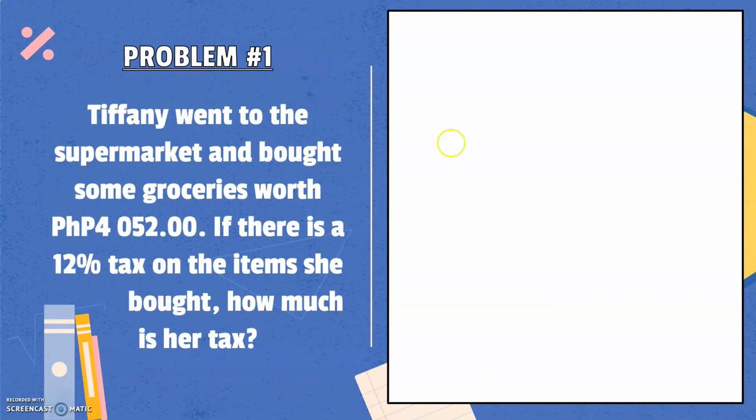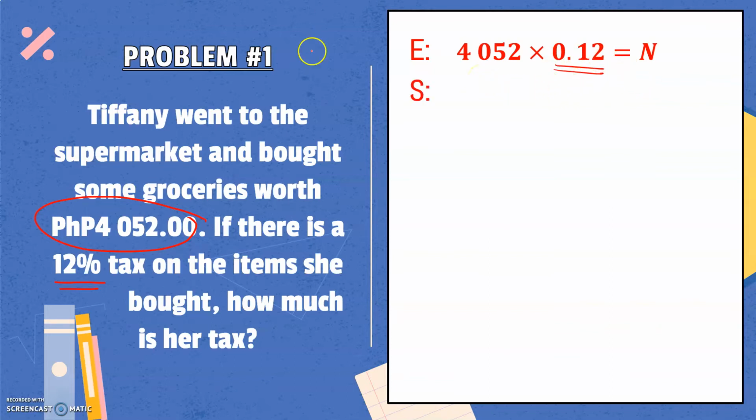4,052 pesos. 4,052 pesos is the total cost of items she bought. So this is where we will get the 12% tax. Again, to solve for the tax, we'll simply multiply the total cost of the items bought and the rate of tax. So for our equation, we will have 4,052 times 0.12. This is the equivalent of 12% in decimals.